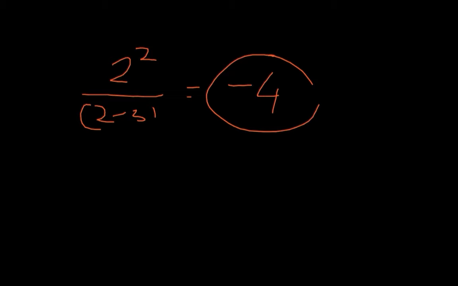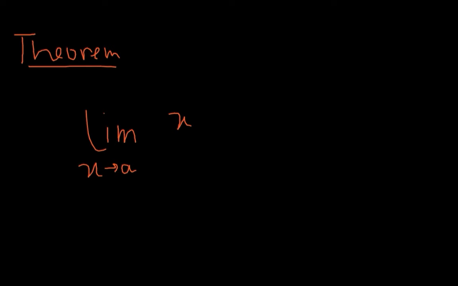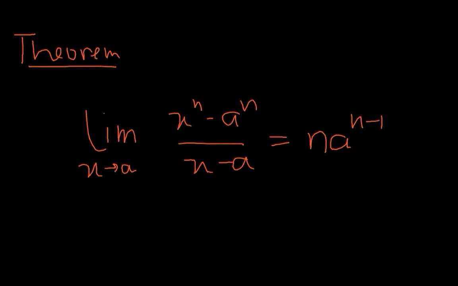So the next theorem we're going to learn, one second, let me write the theorem well. The next theorem we are going to learn is this: limit x tends to a of x to the power n minus a to the power n by x minus a is nothing but equal to n into a to the power n minus 1. How is this possible? Just joking, let me try to prove this.